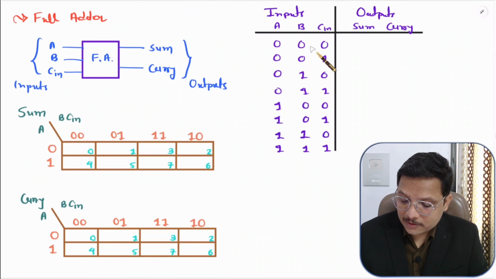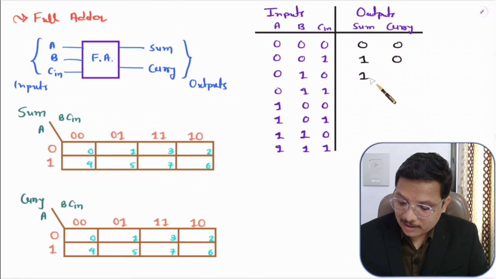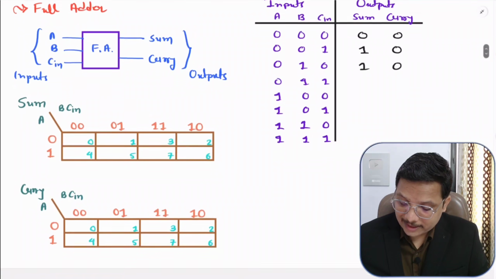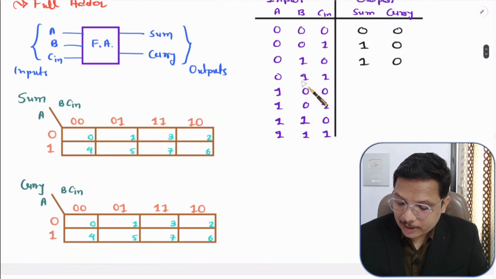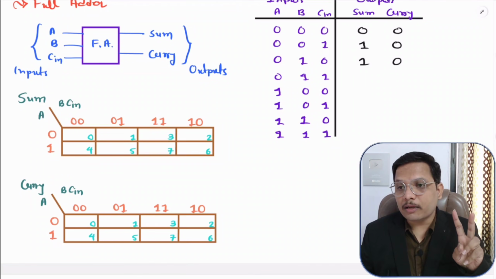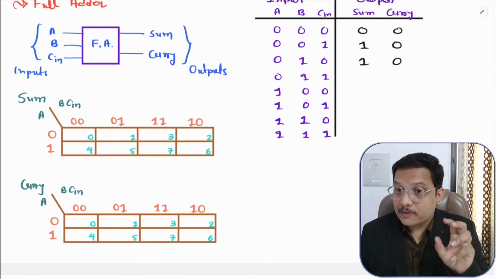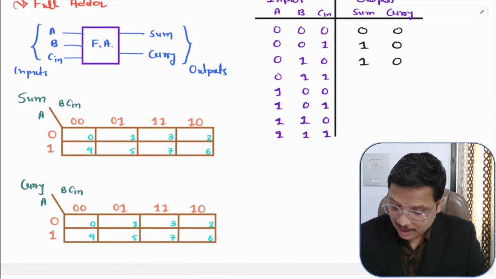So when you add 0, 0, 0, sum will be 0 and carry will be 0. When you add 0, 0, 1, sum will be 1, carry will be 0. When you add 0, 1, 0, sum will be 1, carry will be 0. When you add 0, 1, 1, at that time addition will be 2 in digital. 2 means what? 2 means 1, 0. So 0 is sum and carry is 1, right?